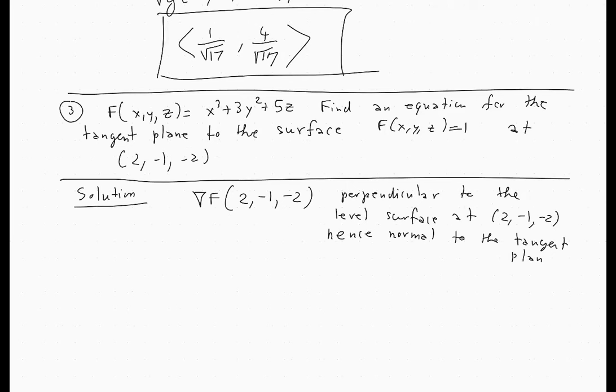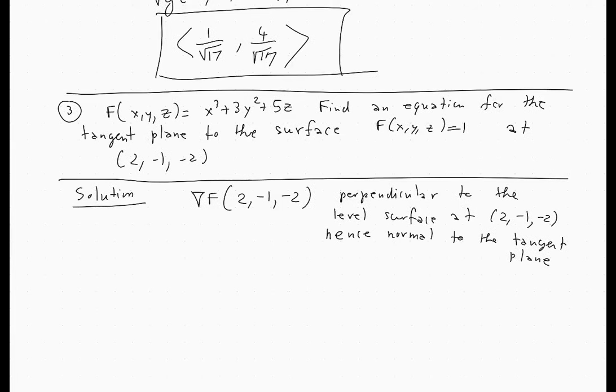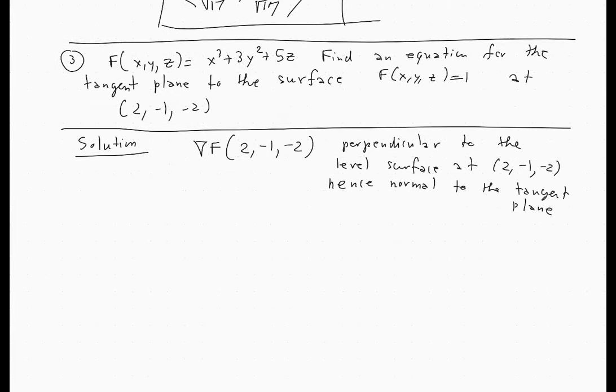Okay, so what is the gradient? These partial derivatives are so simple, I'm not sure we need to compute them in a painstaking way. So the derivative of x cubed is 3x squared, plug in 2, that will give you 12.